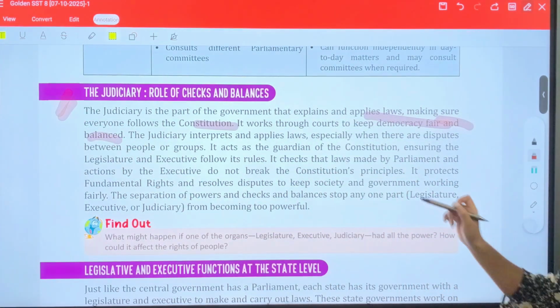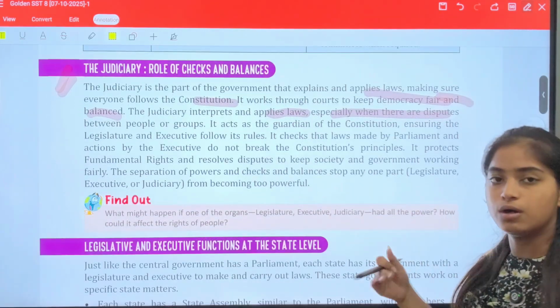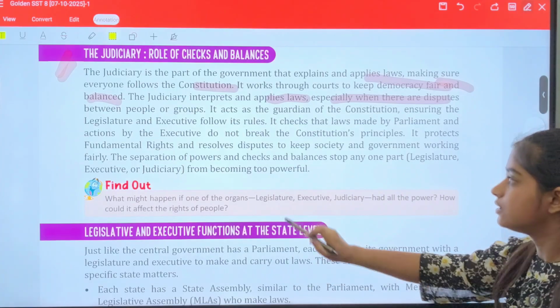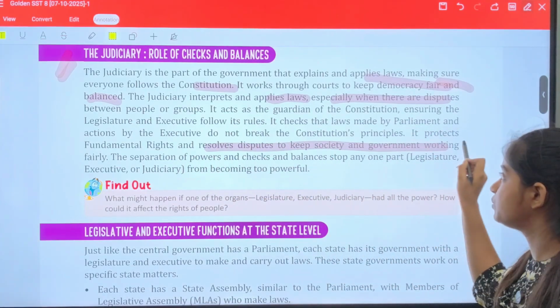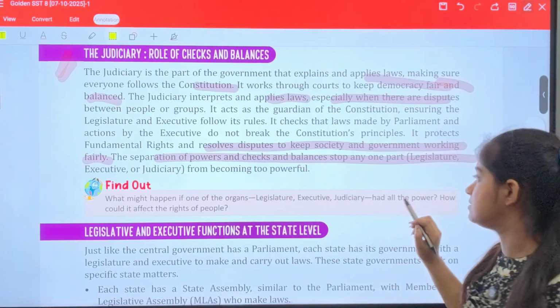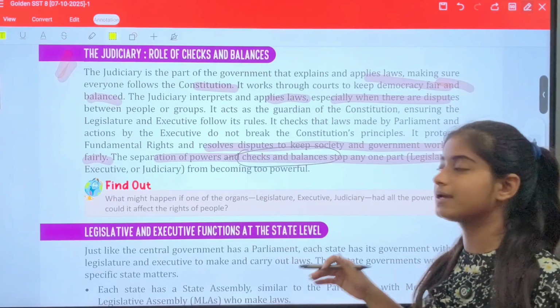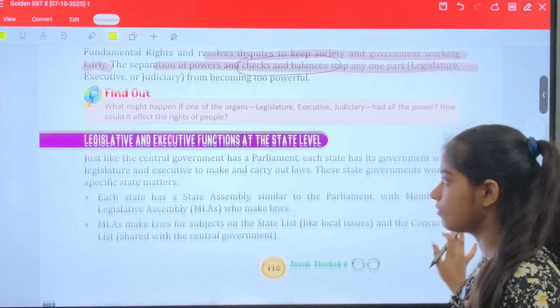Okay, they apply laws, especially when there are disputes between groups or people regarding those laws. Okay, they also resolve disputes and keep society and government working fairly. Okay, and separation of powers, checks and balance systems are held. Okay, so this is important, that between the three organs, the check and balance system is followed.